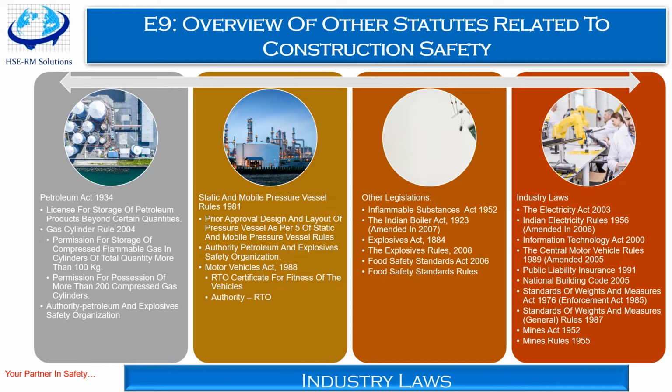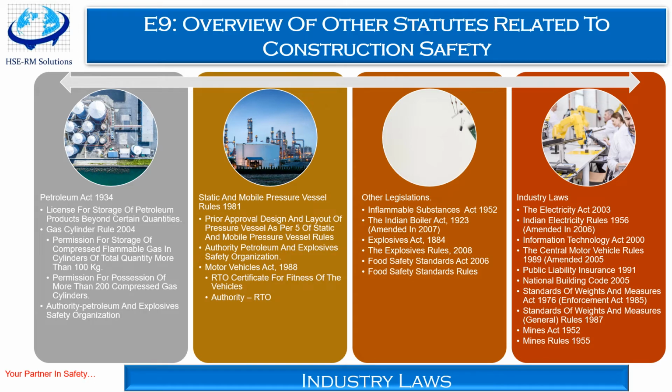Now, the Gas Cylinder Rules 2004: technical and license requirements for manufacture and storage of compressed gas storage vessels beyond 1 ton capacity are applicable to factories and construction sites. Now, permissible storage of compressed flammable gas in cylinders of total quantity more than 100 kg. Permissible for possession of more than 200 compressed gas cylinders. So here the authority is Petroleum and Explosive Safety Organization.